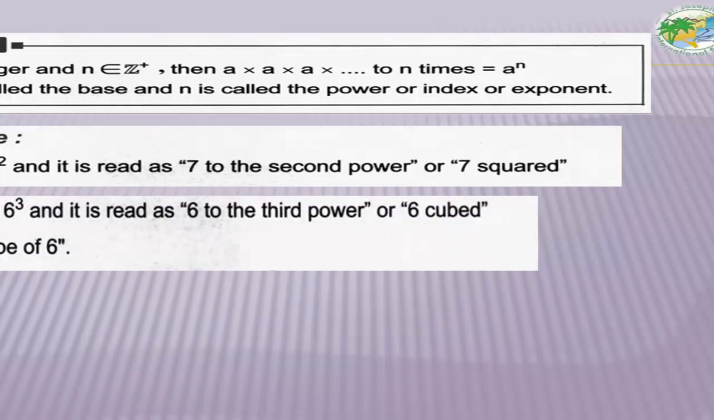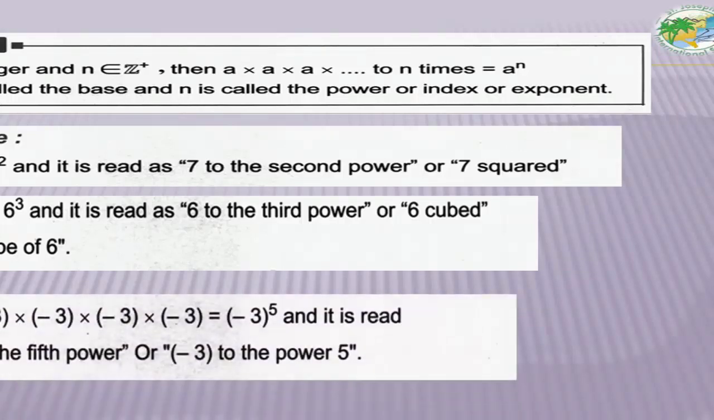If we have 6 times 6 times 6 equals 6 power 3, it's read as 6 to the 3rd power, or 6 cubed, or the cube of 6. Negative 3 times negative 3 times negative 3 times negative 3 times negative 3, 5 times, is negative 3 power 5. We read it as negative 3 to the 5th power, or negative 3 to the power 5, and this is what we use. Okay.